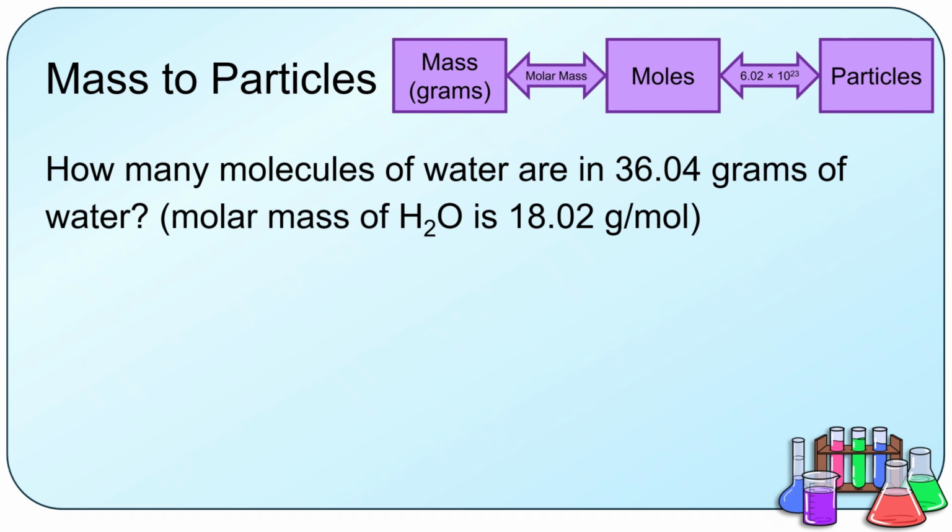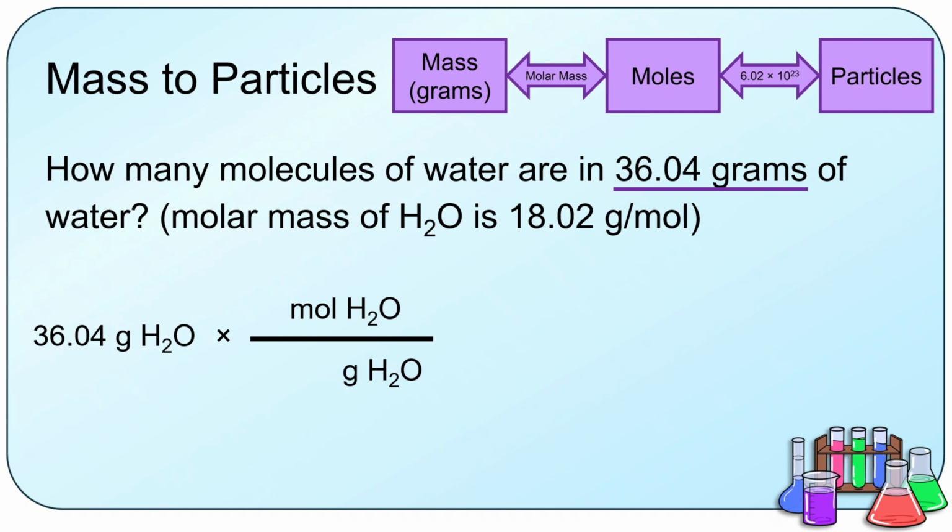Let's do a problem that goes from one side of the mole bridge to the other side. How many molecules of water are in 36.04 grams of water? This is going to be a two-step problem. I'll start with the number given to me, 36.04 grams of water. Now, instead of going straight to molecules, I have to use the mole bridge and go to moles first. The units I start with go to the bottom, and moles go on top. 1 mole of water is 18.02 grams.